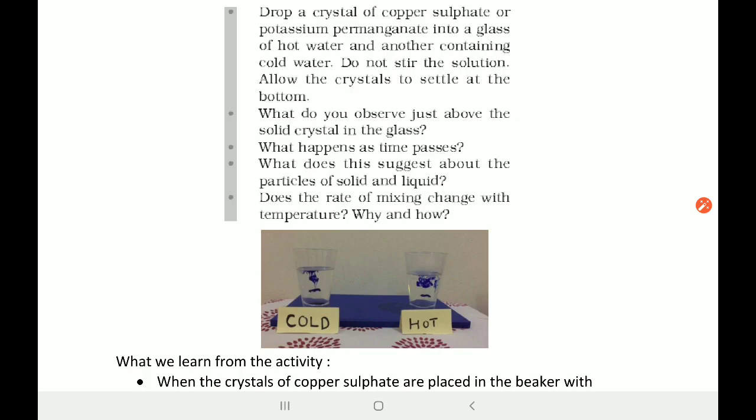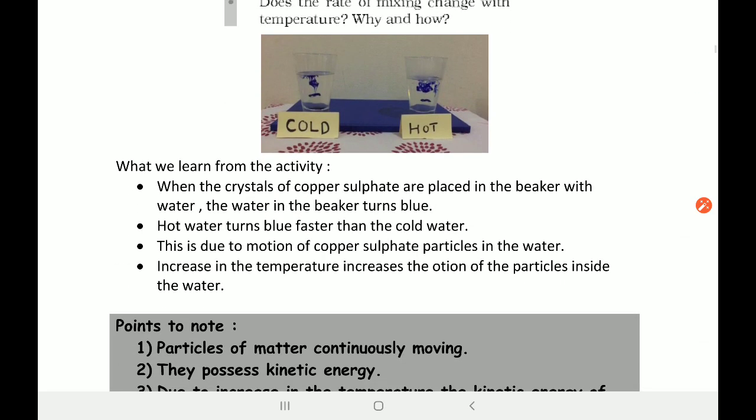Okay, so temperature increases the kinetic energy of the particle. Kinetic energy means moving capacity. So the temperature increases the kinetic energy of the matter, and that's the reason in hot water the dissolution is faster than in cold water. Okay, that's the reason.